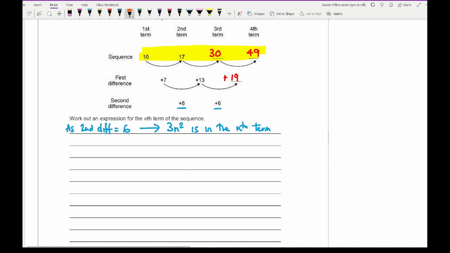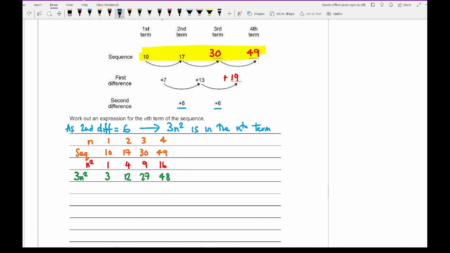So then if I draw my table of n, I've got 1, 2, 3, 4, and I've got the numbers in the sequence, which are 10, 17, 30, and 49. I'm then going to do n squared, which is 1, 4, 9, and 16, which is always useful when you're working with quadratic sequences. So therefore 3n squared is going to be 3 times the red numbers, so that's going to be 3, 12, 27, and 48. So writing the n squared just makes it easier for me to work out what 3n squared is to go from there.